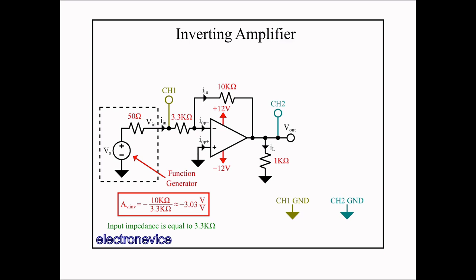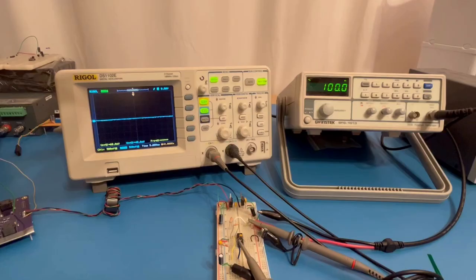Now, while the 50 ohm source resistance of the function generator will affect the gain from Vs to Vout, it will not affect the gain from Vin to Vout, as the gain reduction from the 50 ohm resistor will be effectively compensated for because we measure the input at the Vin point.